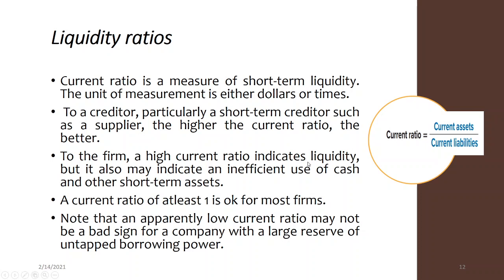To the firm, a high current ratio indicates liquidity, but if it is very high, it shows an inefficient use of cash and other short-term assets. A current ratio of at least 1 is okay for most firms, but a low current ratio may not necessarily be a bad sign for a company with a large reserve of untapped borrowing power.